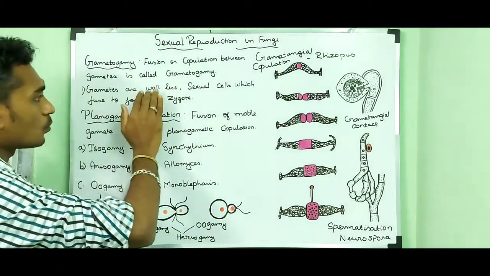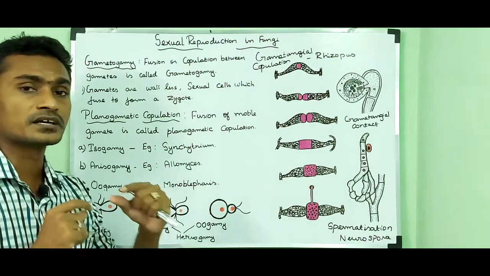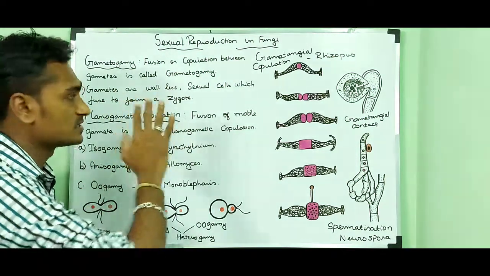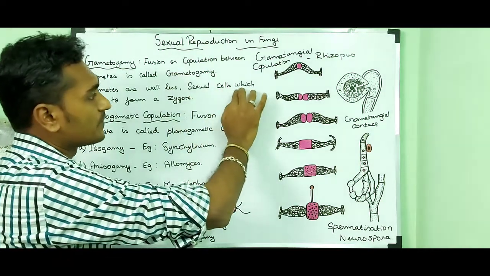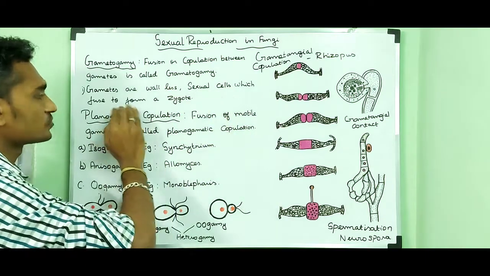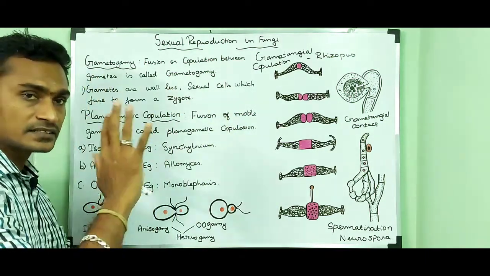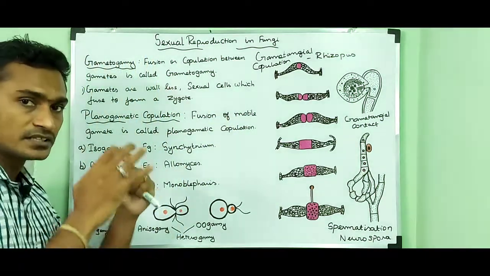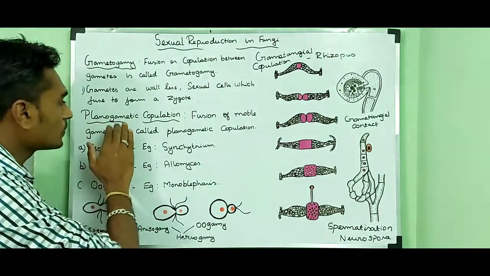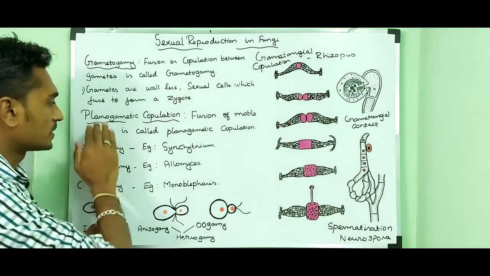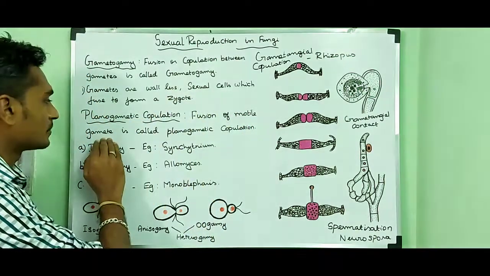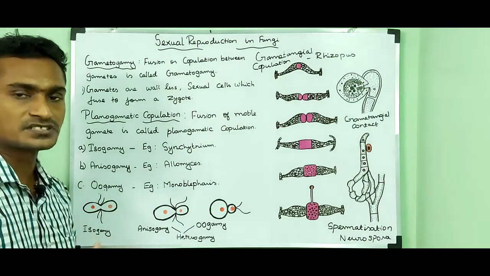Gametes are wall-less, so that means the gametes do not have a cell wall. The gametes are wall-less sexual cells which fuse to form a zygote. That condition is called gametogamy. In gametogamy, we are going to discuss a type called planogametic copulation. Planogametic copulation means fusion of motile gametes.